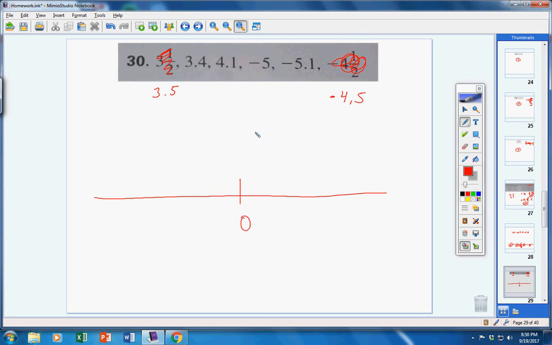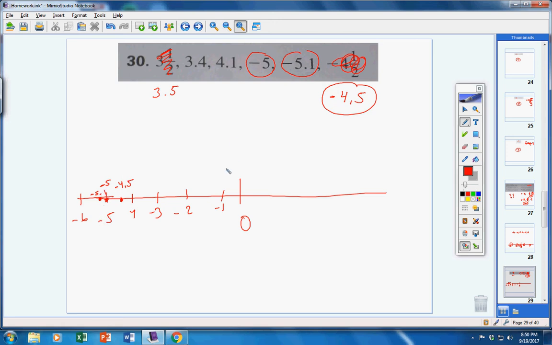Let's start with the negative numbers first, students. I see 1, 2, 3. Well, guys, think about it. Negative 1, negative 2, negative 3, negative 4, negative 5, negative 6. Well, negative 1, 2, 3, 4 and a half, we go right here. Negative 5, we go here. And then negative 5.1 would go right here.